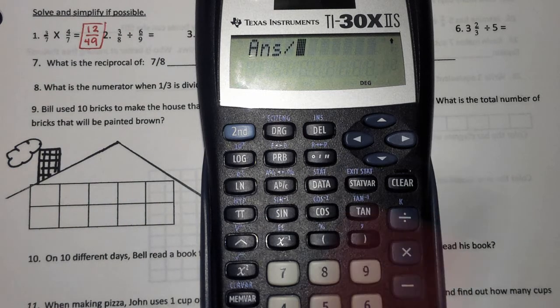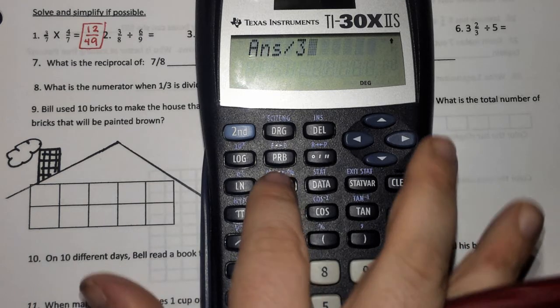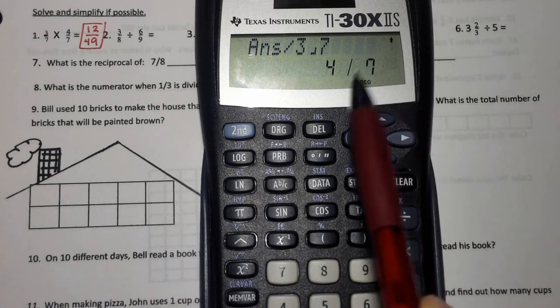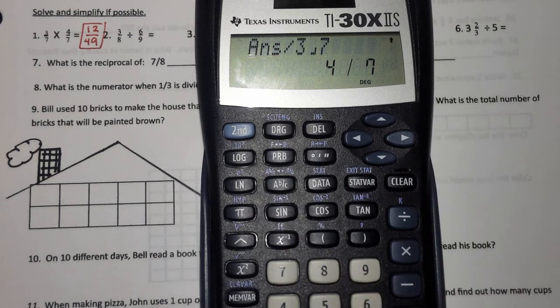Which one do y'all want to divide by? 3/7. So I'm going to hit 3/7. What should I expect to get? 4/7 just by checking that. And when I hit enter, I get that. Okay? So what that answer button really allows you to do is not have to retype in your fraction.